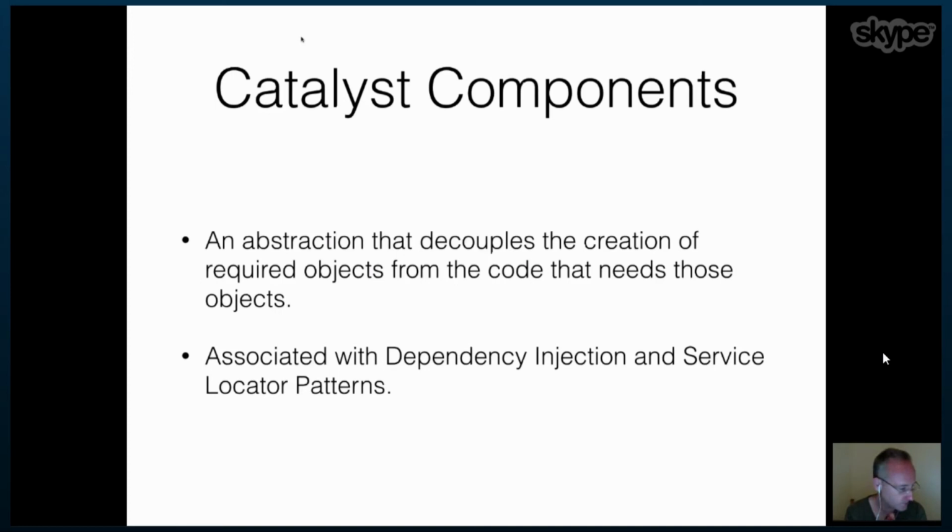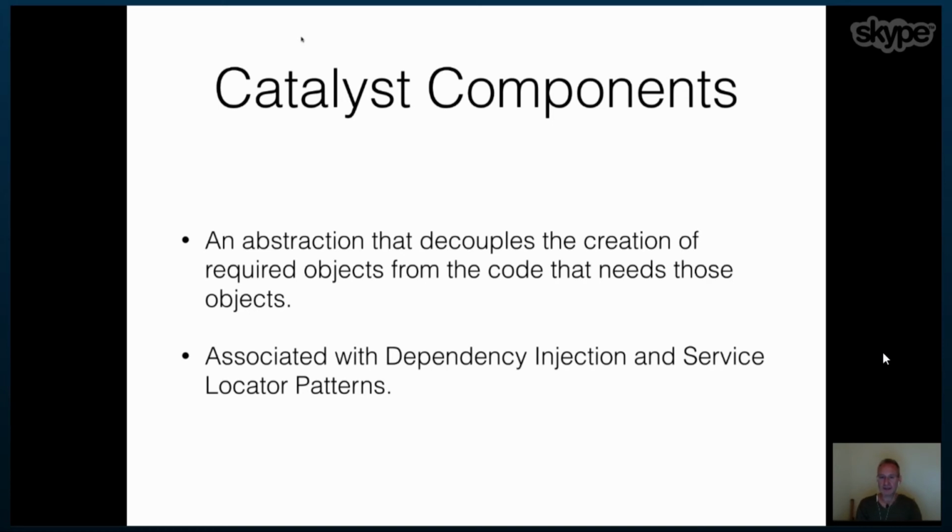Now I want to spend what is probably going to be the rest of the presentation talking about Catalyst components. The idea of a component and how components are used in Catalyst doesn't map neatly to one of the standard Gang of 4 design patterns, but Catalyst components are built on top of some concepts of design patterns, and I'm going to mention them, but I want to spend mostly talking about what a Catalyst component is and how it's used in building a Catalyst application.